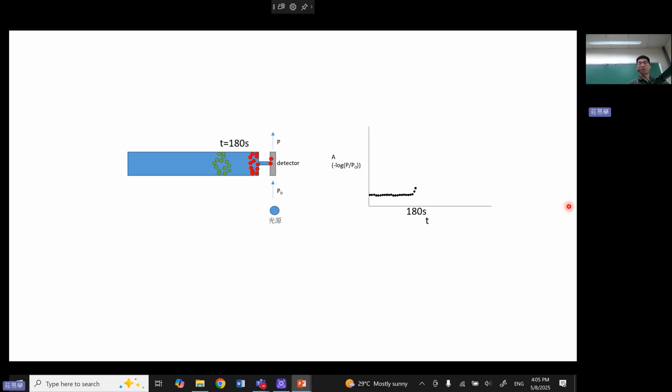Then, by the time of 180 seconds, you start seeing something coming out of the column and get detected by the detector, and that's when you see the first peak. Moving on, the second compound gets detected. So that's how we get a chromatogram. Okay, so does it make sense?